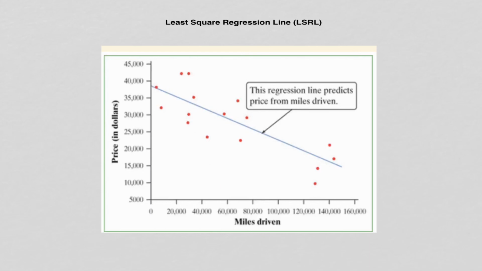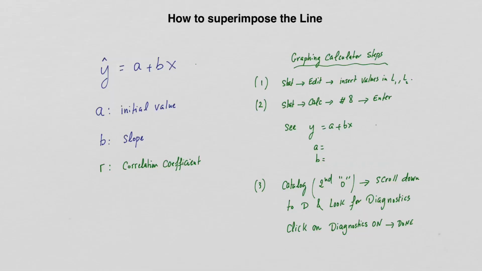You probably heard about it before. It's called the least square regression line. So let me conclude with this. How do we find a line? I'm not going to do it by hand because it takes time. I'm going to show you how to get it on the calculator very quickly, and then I'll finish the video. Okay? So here's how you do it.